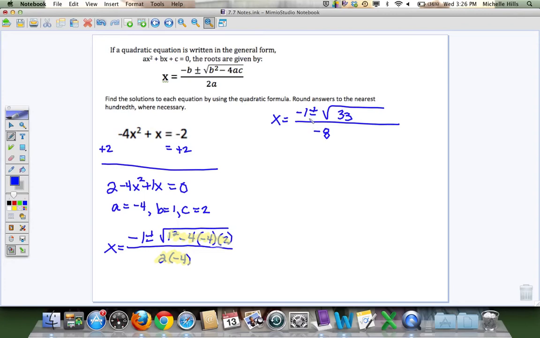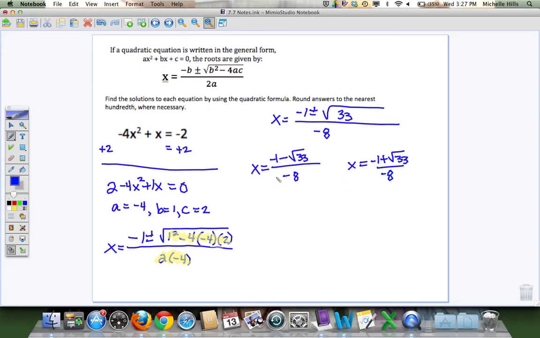At this point, just like you did when you were solving using square roots, you should expect to get 2 solutions to this problem. And the 2 solutions, just like they did with square roots, one's going to come from this plus in front of the square root symbol, one's going to come from the minus. So I write 2 different equations. One is x equals negative 1 minus the square root of 33 all over negative 8. And the other one is x equals negative 1 plus the square root of 33 all over negative 8.